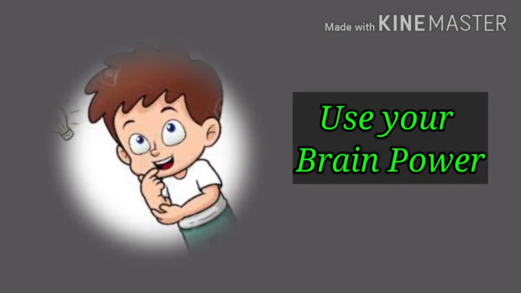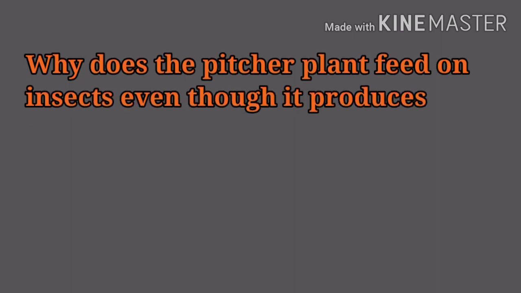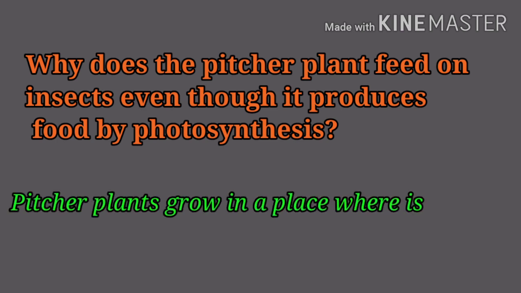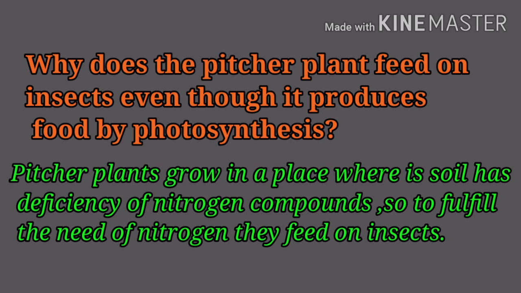Use your brain power. Why does the pitcher plant feed on insects even though it produces food by photosynthesis? Pitcher plants grow in a place where soil has deficiency of nitrogen compounds. So to fulfill the need of nitrogen, they feed on insects.